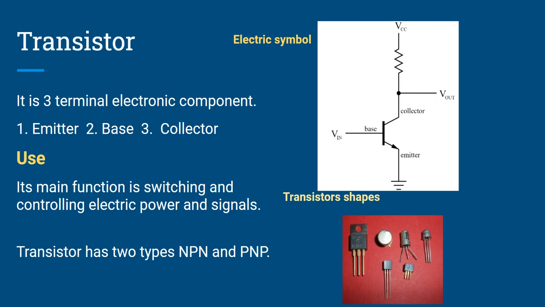So let's begin. A transistor basically has three terminals: emitter, base and collector. As we can see in the diagram, one leg is for the collector, one leg is for the base and one leg is for the emitter. The main use of a transistor is switching and controlling electric power and signals.